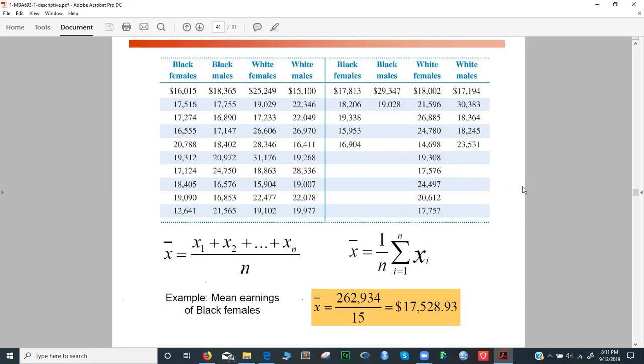So we're adding up all the data sets from X sub 1 to X sub 127, and we're dividing it by N. So the left-hand side and the right-hand side are the exact same formula, except one is in a little bit different format than the other. And you can see how we figured this out: 262,940 divided by 15, and we come up with the number of 17,000 and change.